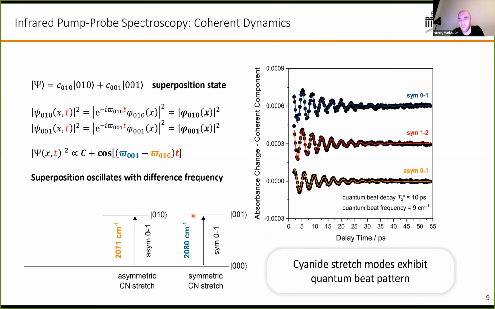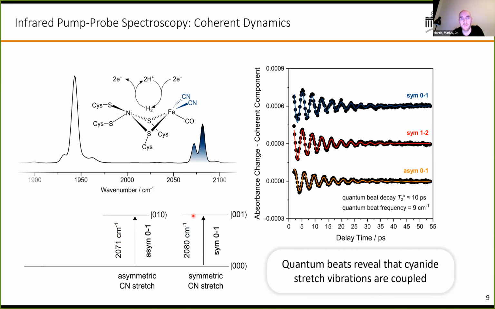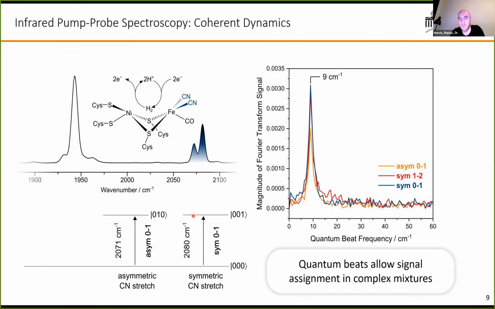And this observation of the quantum beats is actually quite useful because if we observe quantum beats, we can basically conclude that the two cyanide stretching vibrations are actually anharmonically coupled to each other. The reason being that quantum beats are only observed if the two excited states share a common ground state. In addition, what we can also do with these quantum beats is we can simply Fourier transform them, and then we get this kind of like quantum beat spectrum.